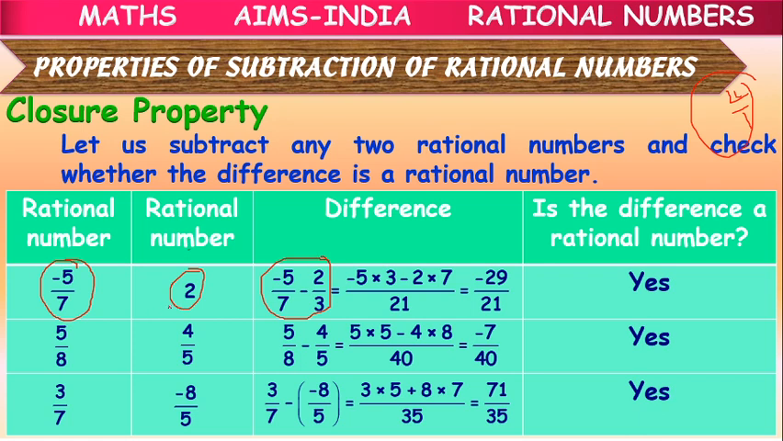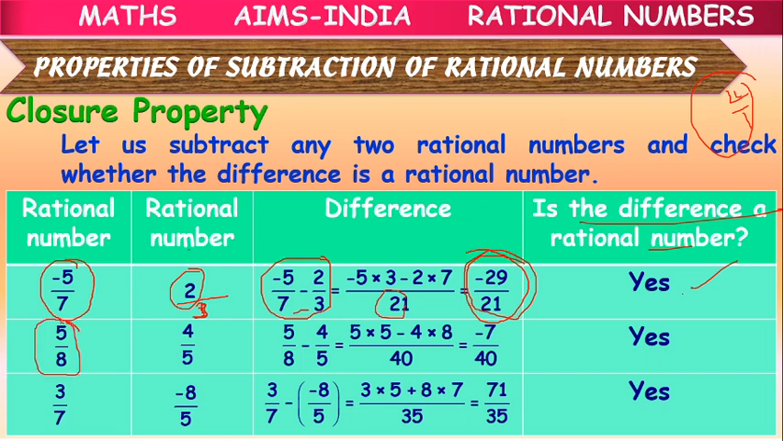Sorry children, here the question is 2 by 3. The 3 is missing here; 2 by 3 they have taken. So minus 5 by 7 minus 2 by 3. LCM of 7 and 3 is 21. After simplification, the answer is minus 29 by 21. So is the difference a rational number? Yes, it is a rational number.